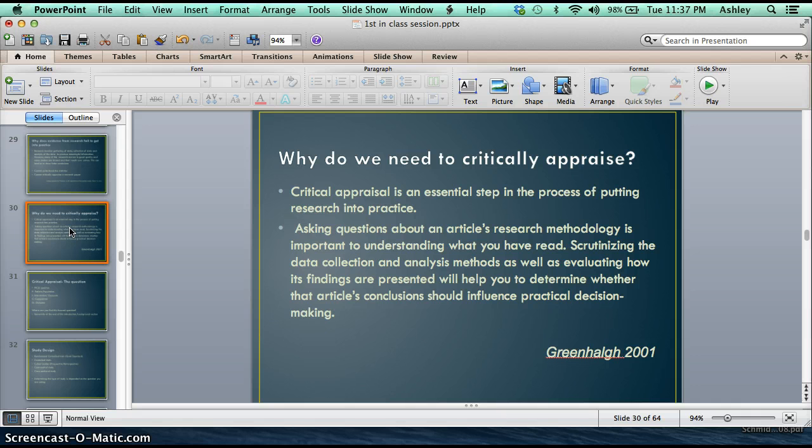So, again, why do we need to critically appraise an article? Well, it's an essential step in the process of putting research into practice. You're asking questions about an article's research methodology. You're looking to make sense of everything that you've just read. So you are scrutinizing the data collection and analyzing the methods and evaluating if the findings presented will help you to determine whether the article's conclusion should influence your practical decision making.